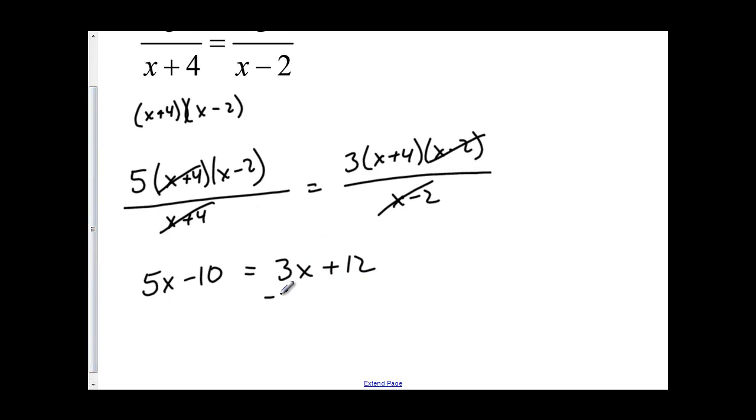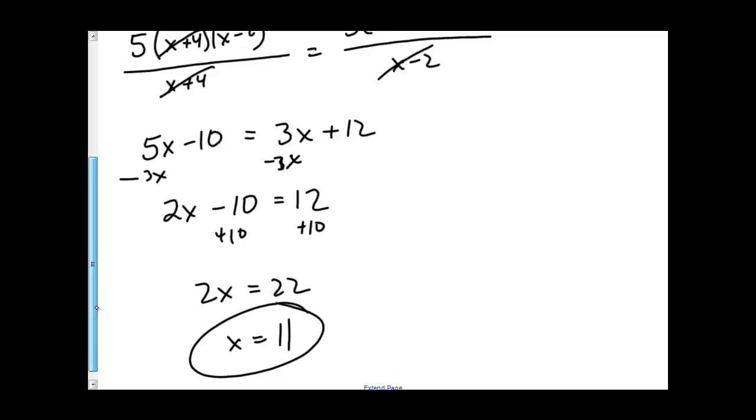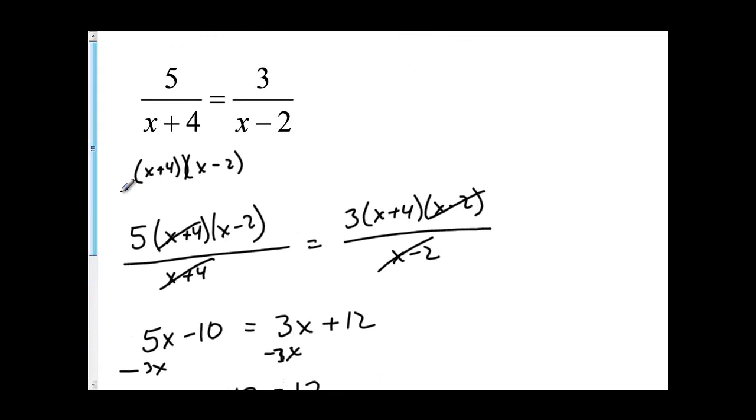Now I'm just solving for x. This is a fairly simple algebraic expression. I'm going to get 2x minus 10 equals 12. Add 10 to both sides. I get 2x equals 22, which means x equals 11. Now I need to check it back in this equation.